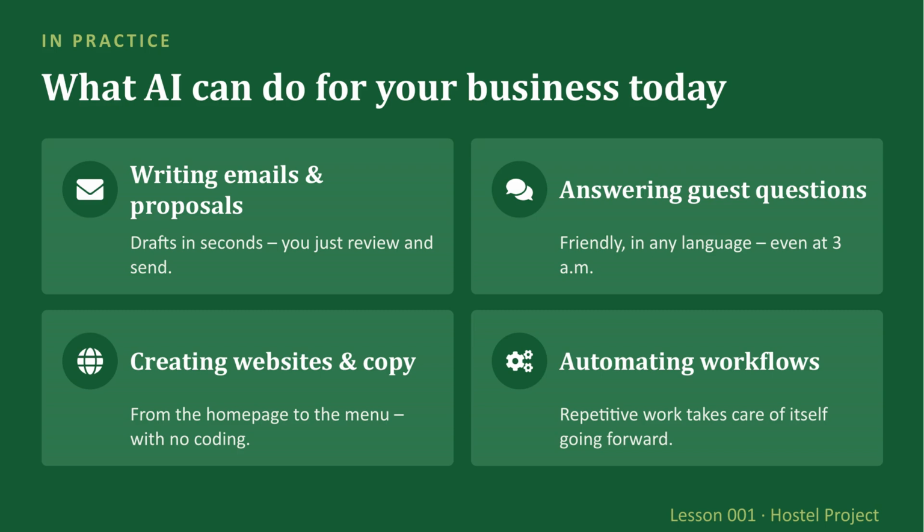Let's look concretely at what this means for your daily work. First, emails and proposals. The AI writes you a clean draft in seconds. You skim it, tweak a sentence if needed, and send. Second, questions from customers or guests. The AI drafts friendly replies in practically any language, even if the request comes in at 3 in the morning. Third, websites and copy. What used to cost an agency now happens in a conversation with the AI. And fourth, automation. Recurring tasks, receiving a request, sending a reply, logging data will soon run by themselves. We'll tackle exactly these 4 things one by one in this course, all using our hostel as the example.